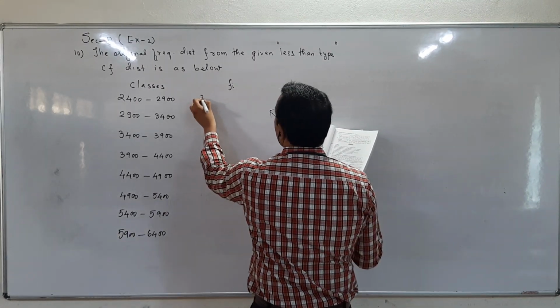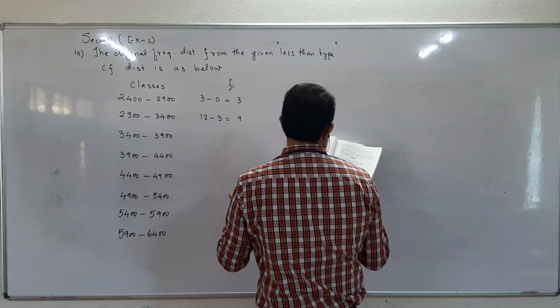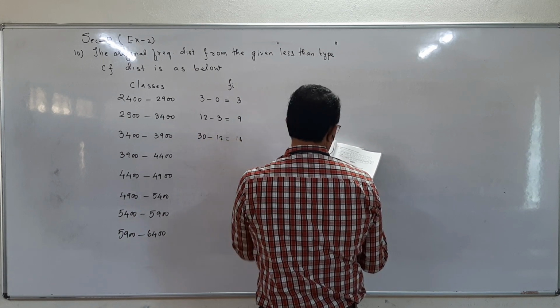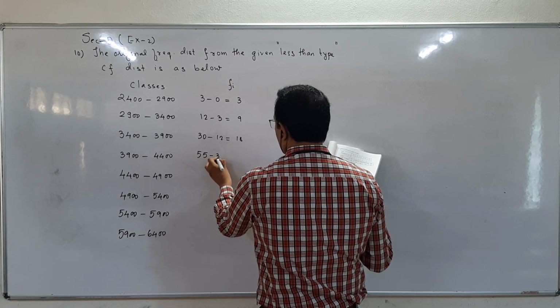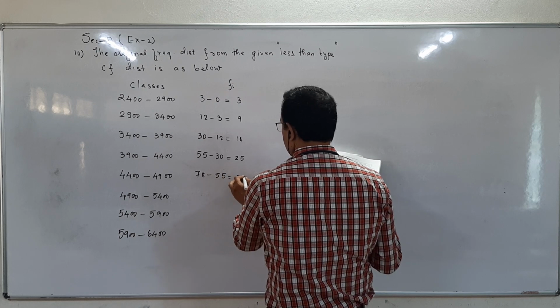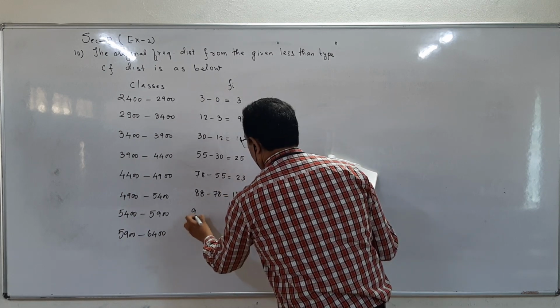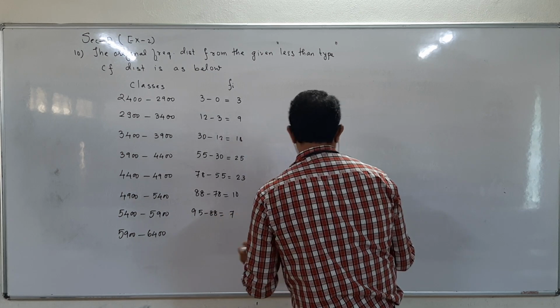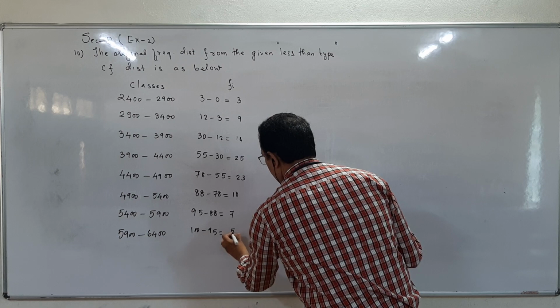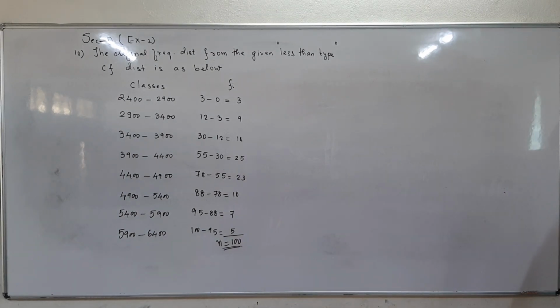Now students, frequencies as I have explained, you subtract the lower value from the next higher value. So 3 minus 0, 3. 12 minus 3, so 9. 30 minus 12, so 18. 55 minus 30, so 25. Then 78 minus 55, so 23. 88 minus 78, so 10. 95 minus 88, so 7. 100 minus 95, 5. If I total this frequency, we should definitely get 100. Check. So the frequencies are 3, 9, 18, 25, 23, 10, 7 and 5.